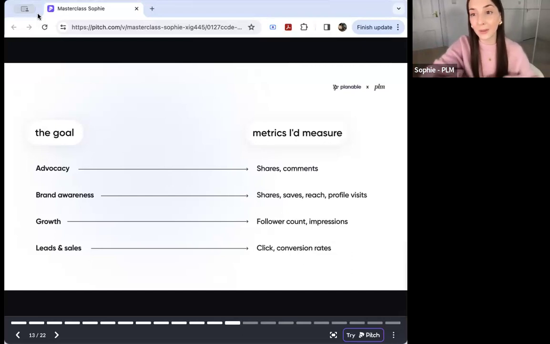And then leads and sales, of course, very important if you're running a business or you represent a business online as well. Social media is a great money-making tool, I suppose. Here, we would probably have a look at click and conversion rates.